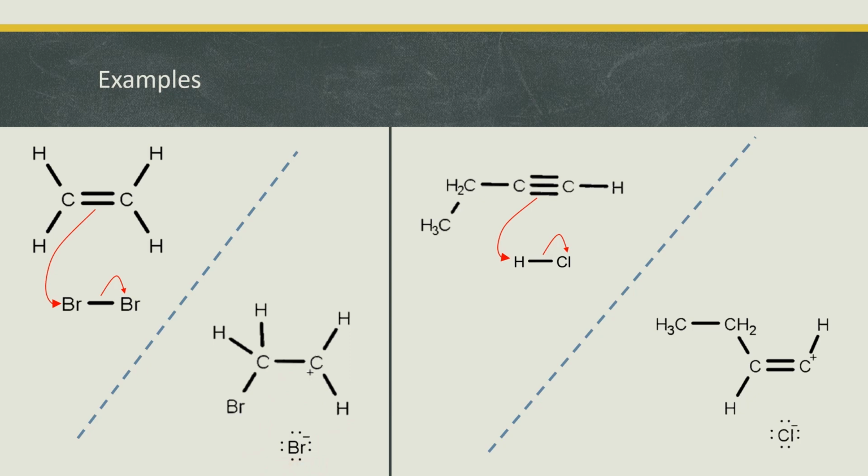In our second example, we see that we have an alkyne and then a hydrogen halide containing chlorine. And just like our previous example, one of the pi bonds is going to attack the partially positive hydrogen atom, causing the bond between the hydrogen and the chlorine to break and forming a sigma bond between one of the carbons and the hydrogen atom, leaving us in the end with a positively charged carbocation and a negatively charged chloride ion.